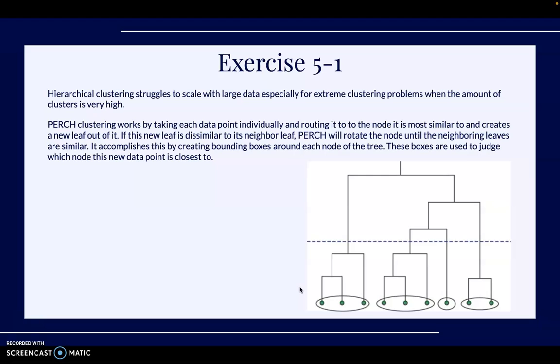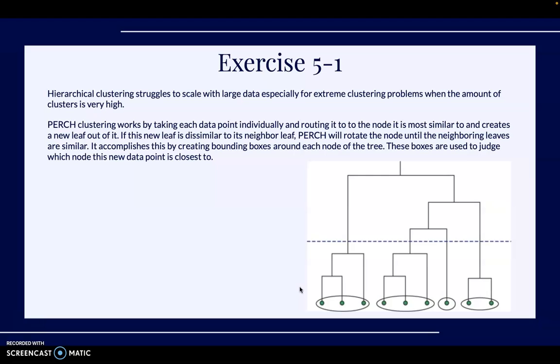Perch clustering works by taking each data point individually and routing it to the node it is most similar to, and then it creates a new leaf out of that. If this new leaf is dissimilar to the leaf that is its neighbor, so the one right beside it, Perch will actually rotate the node until the leaves that are present and neighboring are similar.